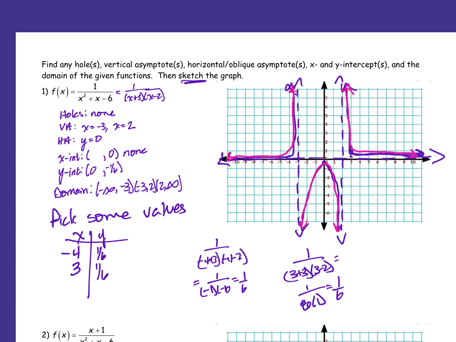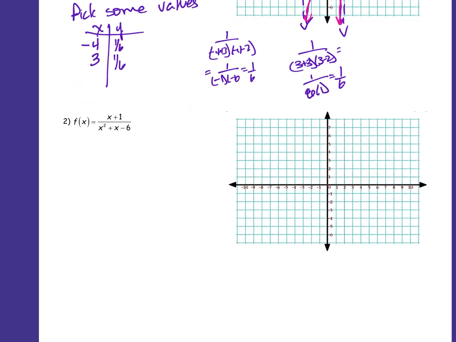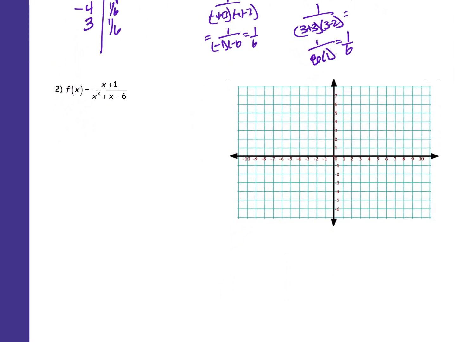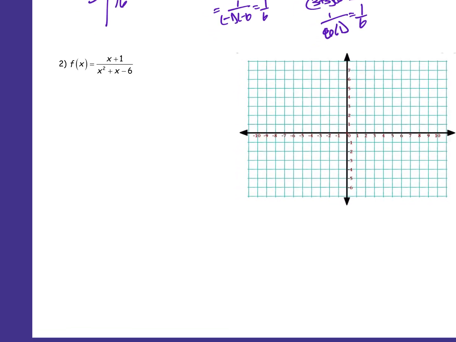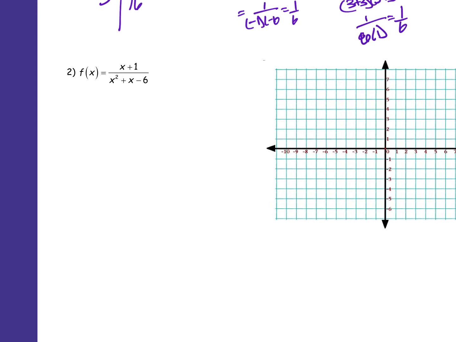Here we go. So let's do another one. You ready? Okay, we got pretty much the same denominator. For the first couple problems, we got the same denominator. We're just going to see what happens to the graph as we change the numerator and keep the denominator the same. So if I factor that, it's x plus 1 over (x plus 3) times (x minus 2), okay?